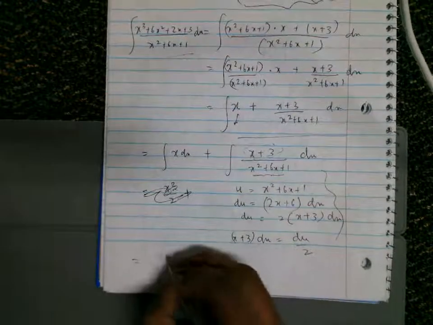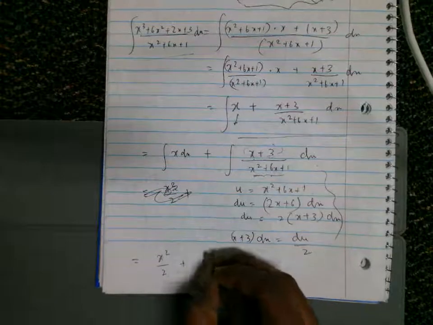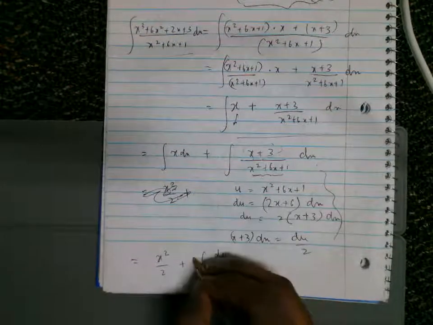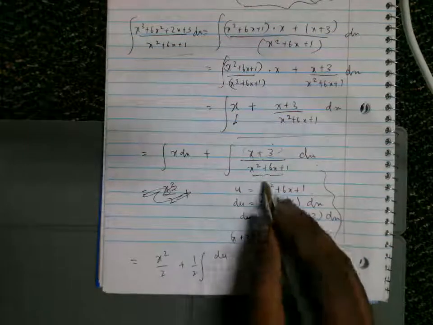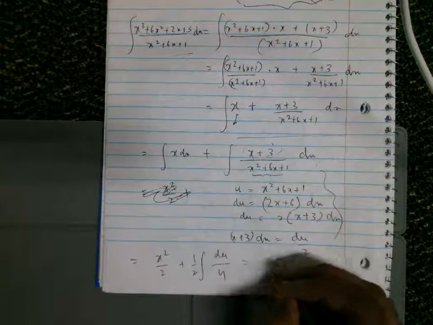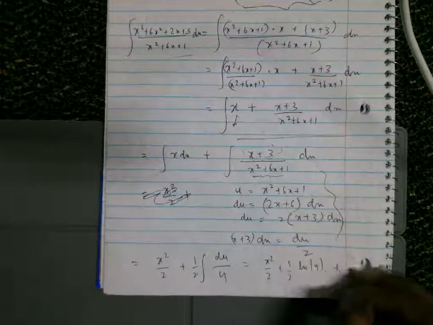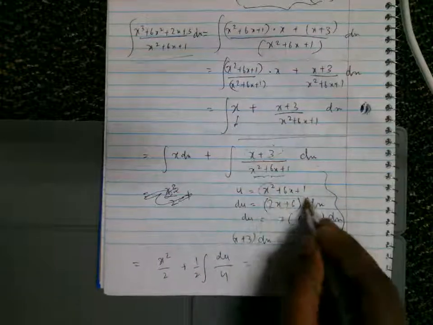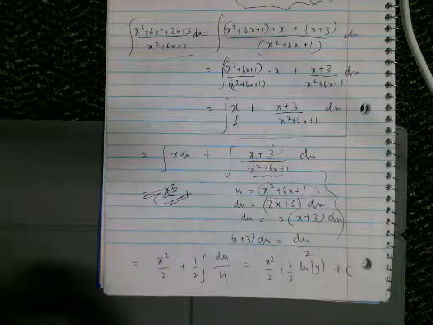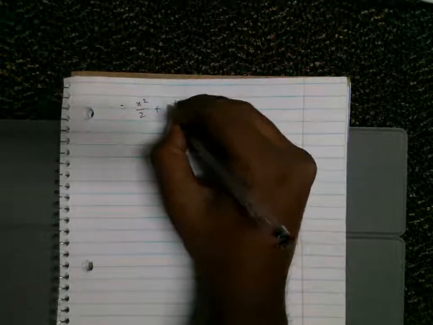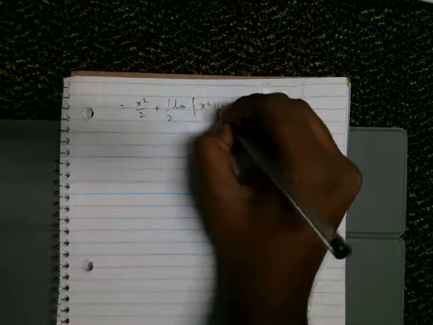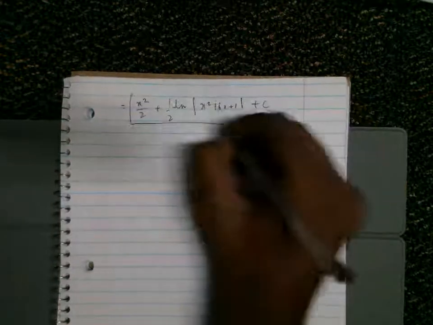So this whole integral reduces to x square by 2 plus du by 2. I'm writing the 2 outside, and the denominator is already u. So this is nothing but x square by 2 plus half log mod u plus c. Now you can substitute the value of u, which is x square plus 6x plus 1. So you'll obtain x square by 2 plus half log mod x square plus 6x plus 1 plus c. So this is our final answer.